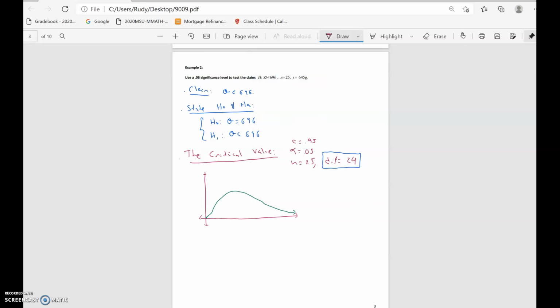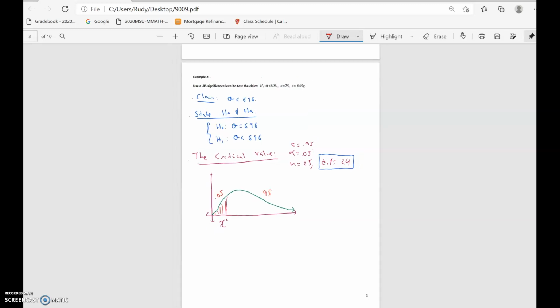And in this case, because it's a left tail test, our value is going to be here. So this is going to be the position of the chi-square value. The shaded portion is going to be as follows. So this is 0.05. The not shaded would be 0.95. So when we look at the chart, we're looking at a chi-square value that has 24 degrees of freedom and 0.95 area to the right. So let me turn to the chart.